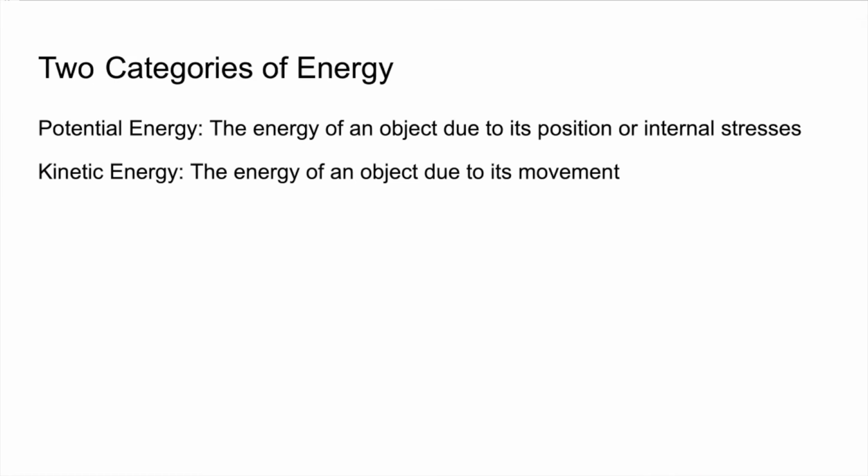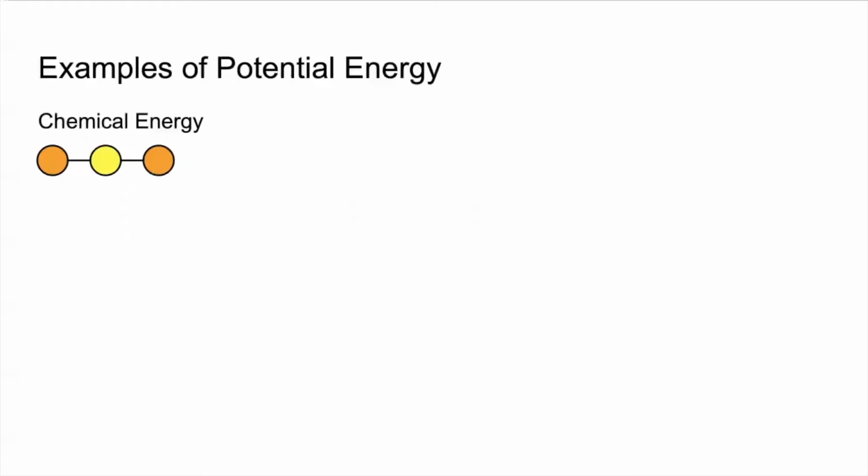Let's dive in. There are many types of energy, but they all fall into two categories: potential energy and kinetic energy. Potential energy is the energy of an object due to its position or internal stresses. Kinetic energy is the energy of an object due to its movement. Here are some examples of potential energy.